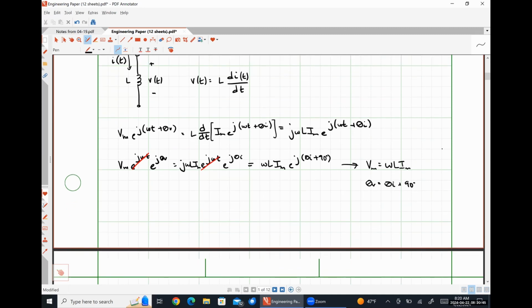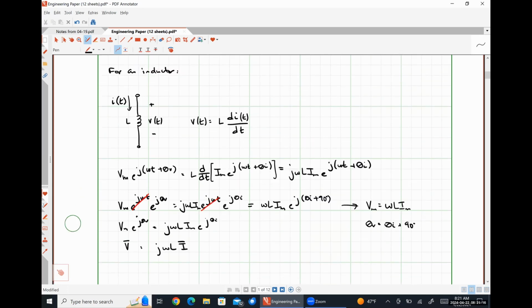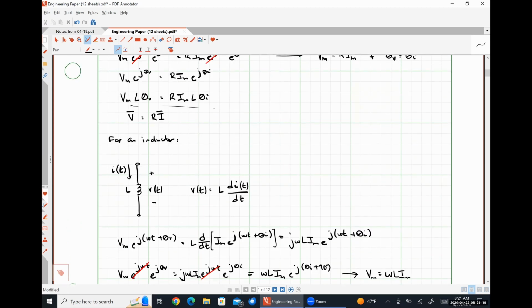So from here, we have Vm e to the j theta V is equal to j omega L times Im e to the j theta I. Looks like phasor voltage V is equal to j omega L times phasor current I, where we skipped this intermediate step this time. So anytime we see something of this form, we're just going to go directly to the phasor representation.